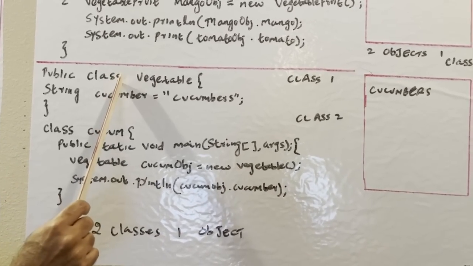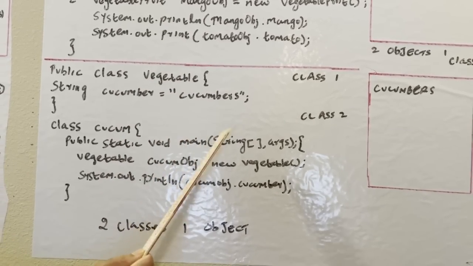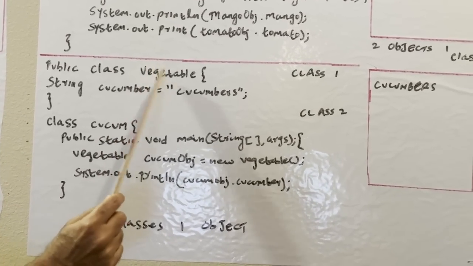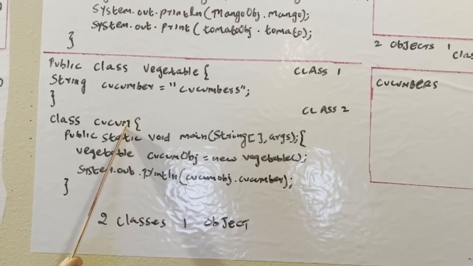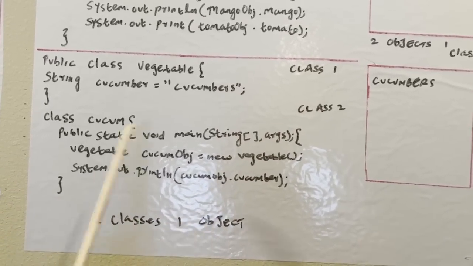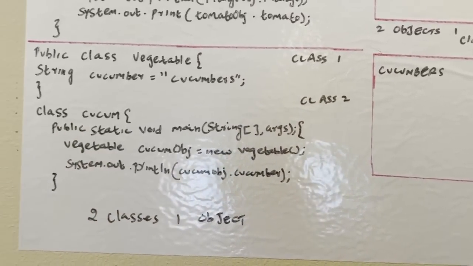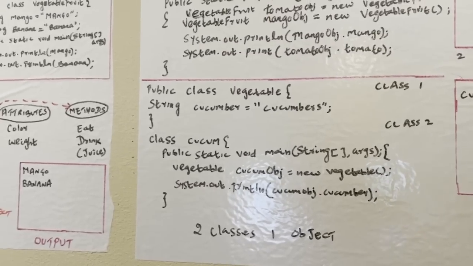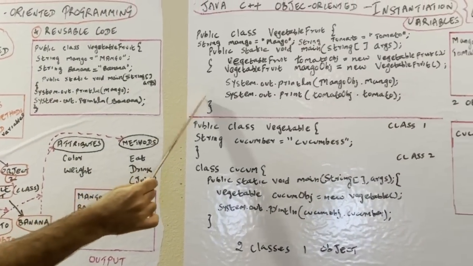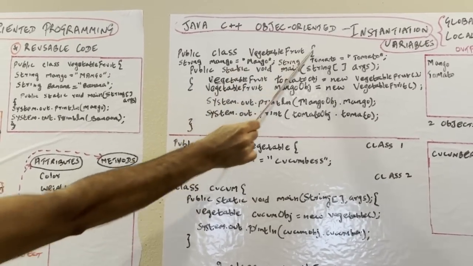So this program will be called vegetable.java. This program will be called cucum.java. So two files actually, vegetable.java and cucum.java. Two classes and one object. When you execute this program, the output will be cucumbers. So three different concepts we discussed today. What is object-oriented, general implementation. How to instantiate two objects, examples, and one class, just vegetable fruit.